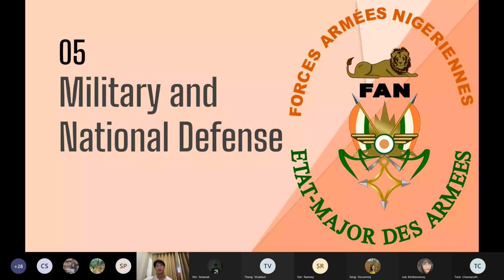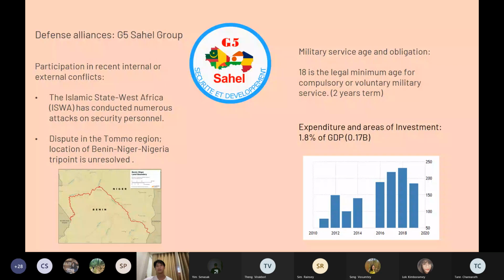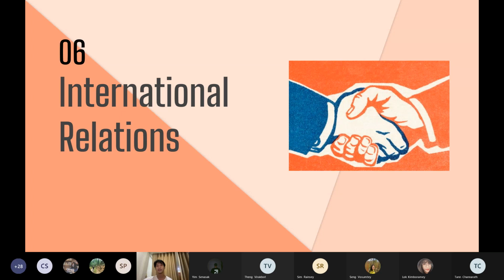About military and national defense, for the defense alliance we have the G5 Sahel group, which has 5 countries: Niger, Mali, Chad, Burkina Faso, and Mauritania. The conflict is that we have been attacked by terrorist groups, who showed up on the border with Benin and Nigeria. The military service age is 18, and the expenditure is 1.8% of the GDP.